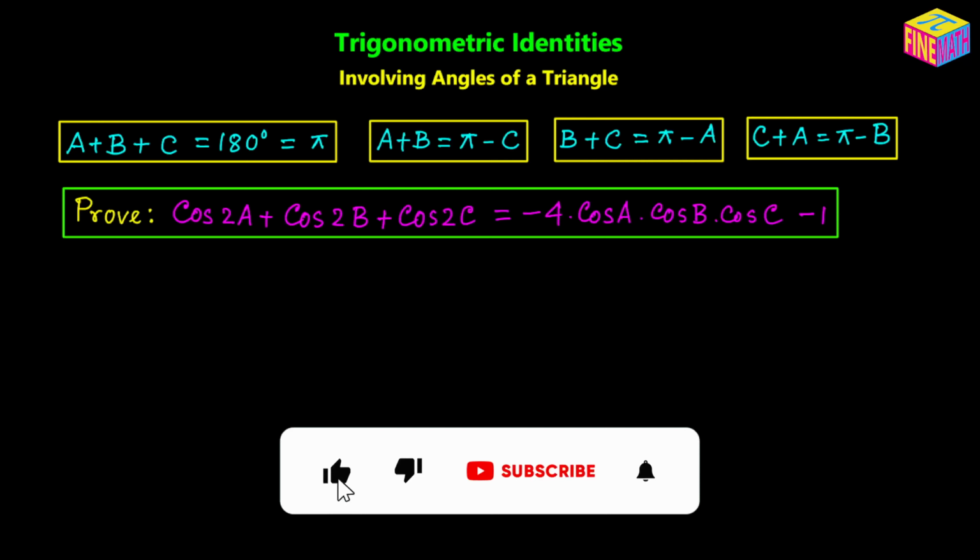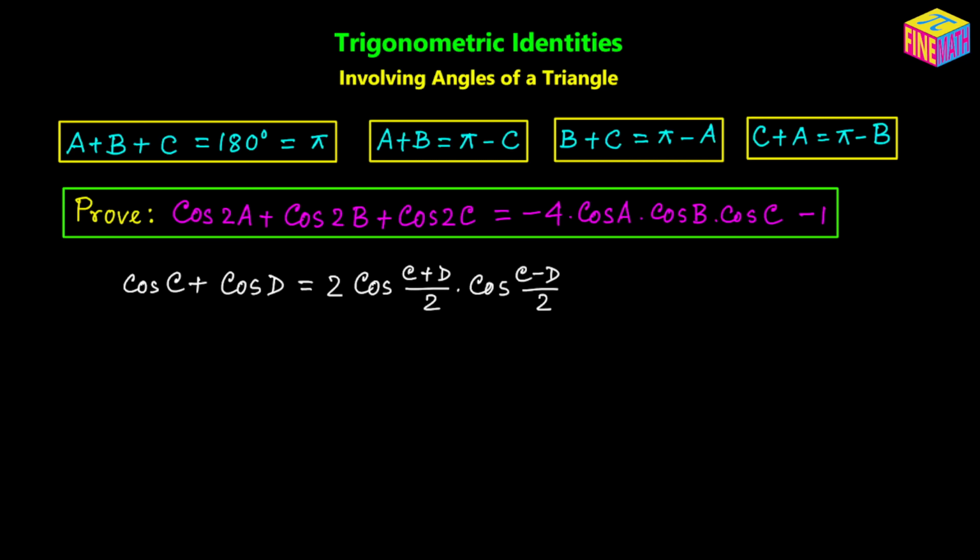And to prove this trigonometric identity, we are going to use a few basic trigonometric concepts. The first concept that we are going to use is converting a sum of two trigonometric ratios into the product form. So for example, if we have cosine of c plus cosine of d, then that is equal to 2 times cosine of (c plus d) over 2 times cosine of (c minus d) over 2. That is one trigonometric formula we are going to use.